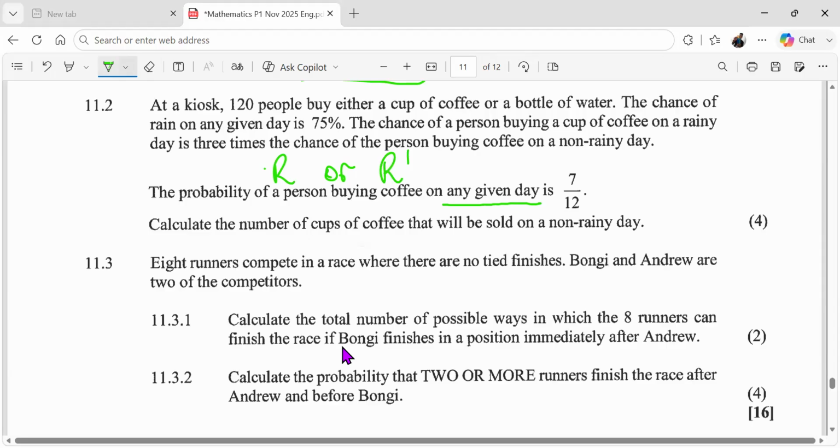Now they say we need to calculate the number of cups of coffee that will be sold on any non-rainy day. Not on a rainy day, but on a non-rainy day. What is wrong with these people? But that's what they ask you to find. There are many ways, of course, of doing this. But to me, the easy way is using a tree diagram. It really appears easy for me.